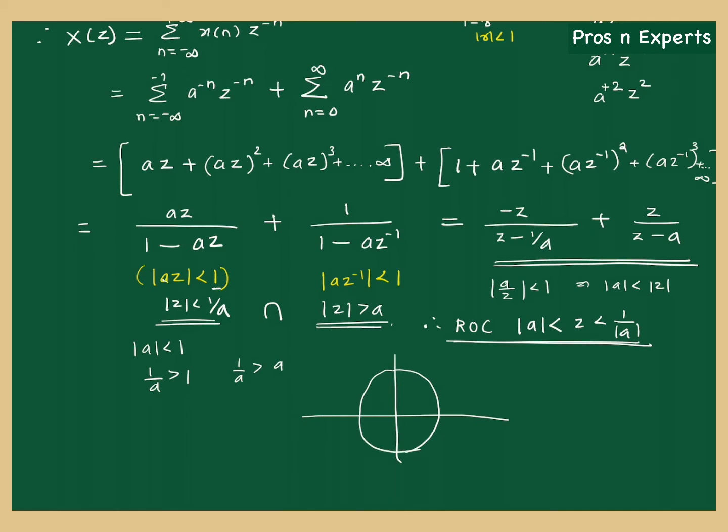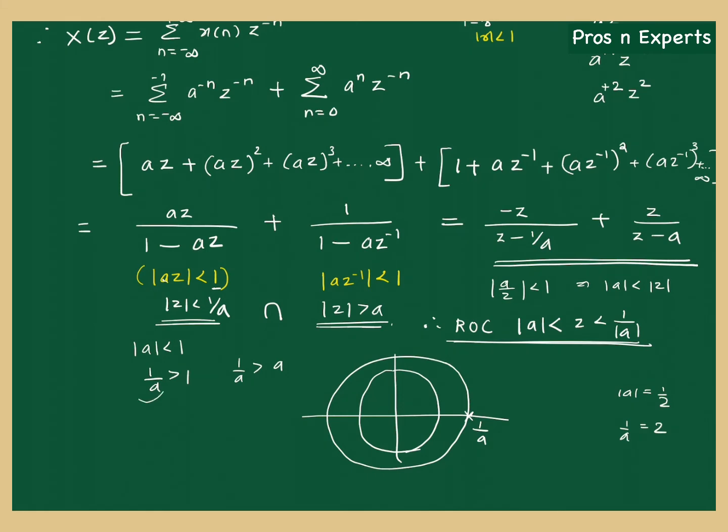which will be the greater pole? We have two poles, 1 by a and a. Which will be the greater pole? 1 by a will be greater, right? 1 by a will be greater because mod a is less than 1, right? For example, if mod a is equal to 1 by 2, mod a is less than 1. So what is 1 by a? 1 by a is 2.